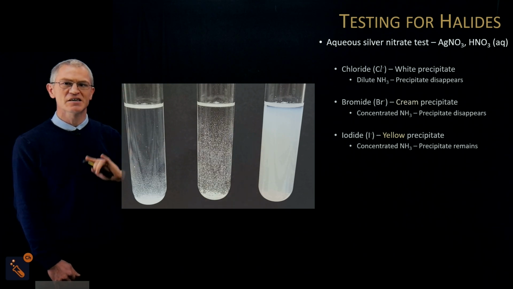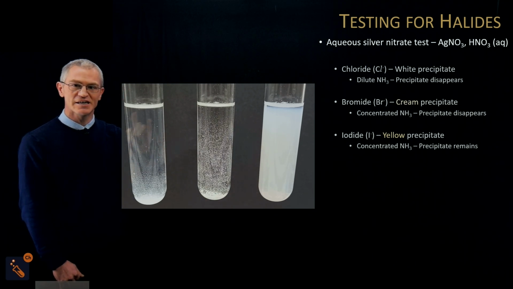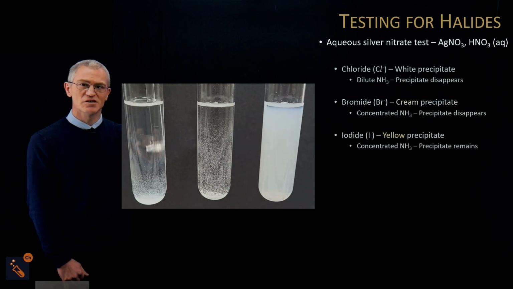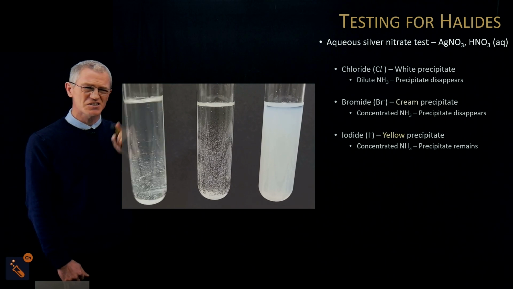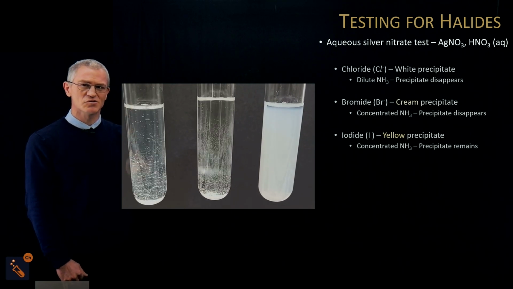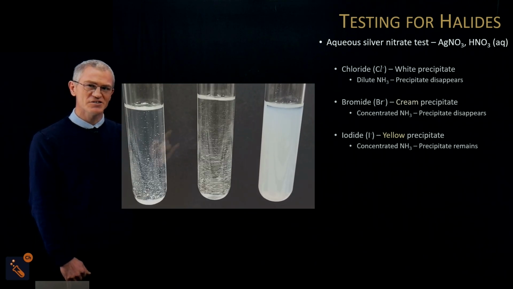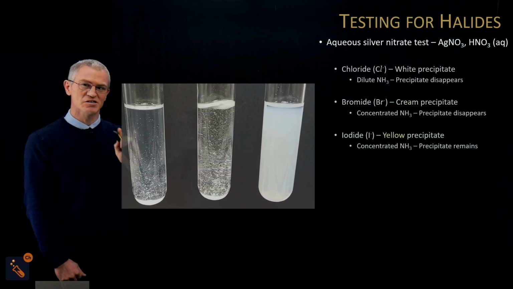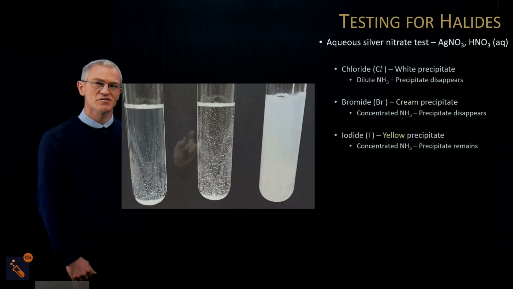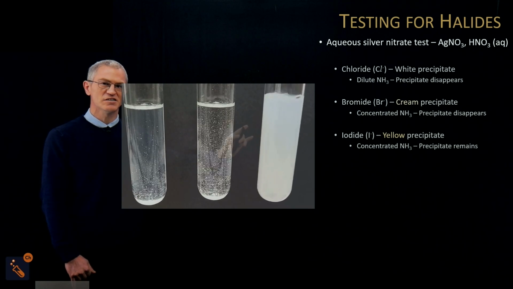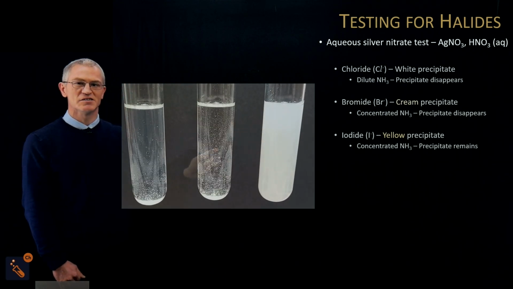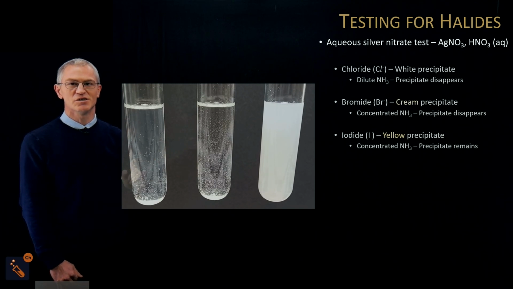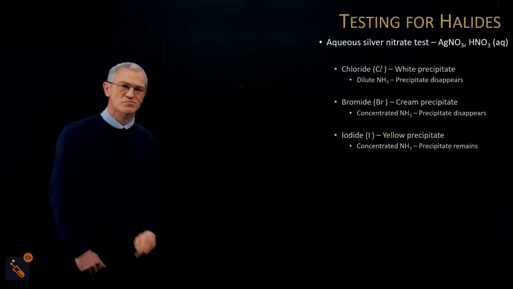What I'm going to do is come in with a stirrer here and just mix these all up to try and show you definitely that everything is gone. You can see there's a tiny bit there, but it's all gone. And you can see there's such a major difference between the dilute ammonia that's been put in here, the concentrated here, and the concentrated here. We can see it doesn't disappear for iodide, disappears for bromide, and disappears for chloride.